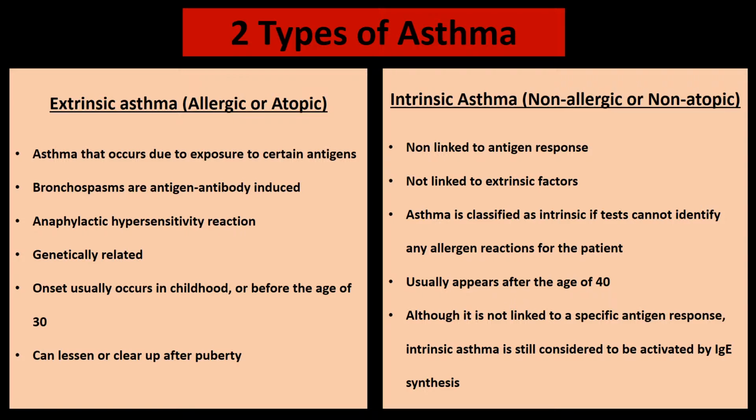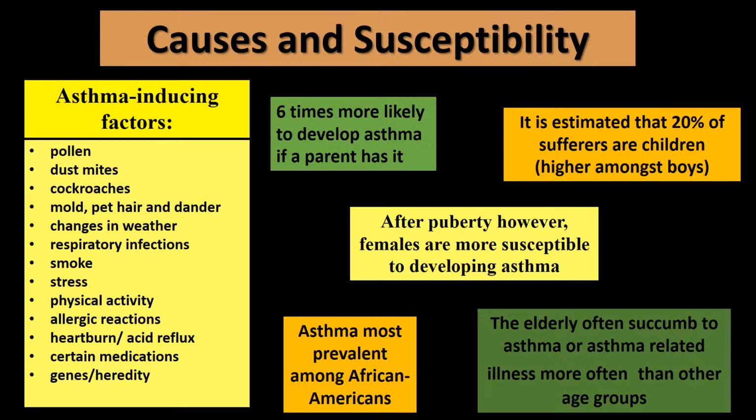Intrinsic asthma, or non-allergic or non-atopic asthma, on the other hand, is not linked to antigen response or extrinsic factors. It's only classified as intrinsic if tests cannot identify any allergen reactions for the patient. It usually appears after the age of 40, and although it is not linked to a specific antigen response, intrinsic asthma is still considered to be activated by IgE synthesis.